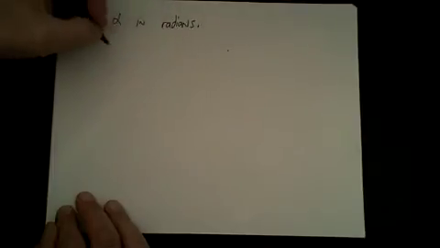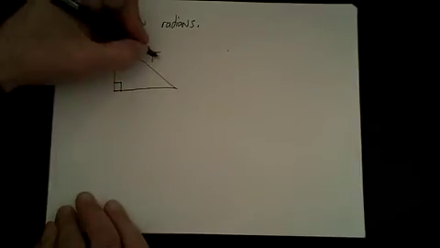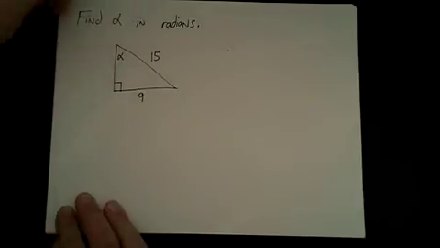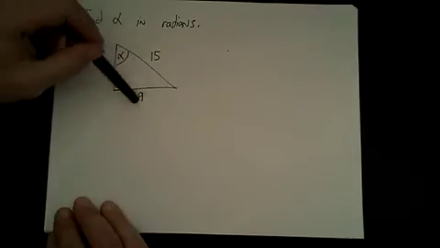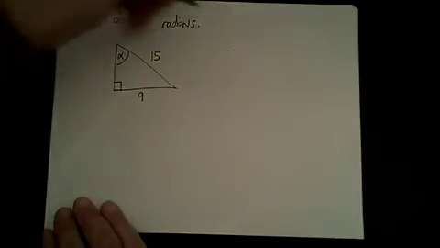Now let's find the angle in degrees. I'm sorry, let's find the angle in radians. It turns out that the only difference there is that you're going to change the setting on your calculator. Again, if this is the angle I'm interested in, this is the opposite, and this is the hypotenuse, so it's SOH.